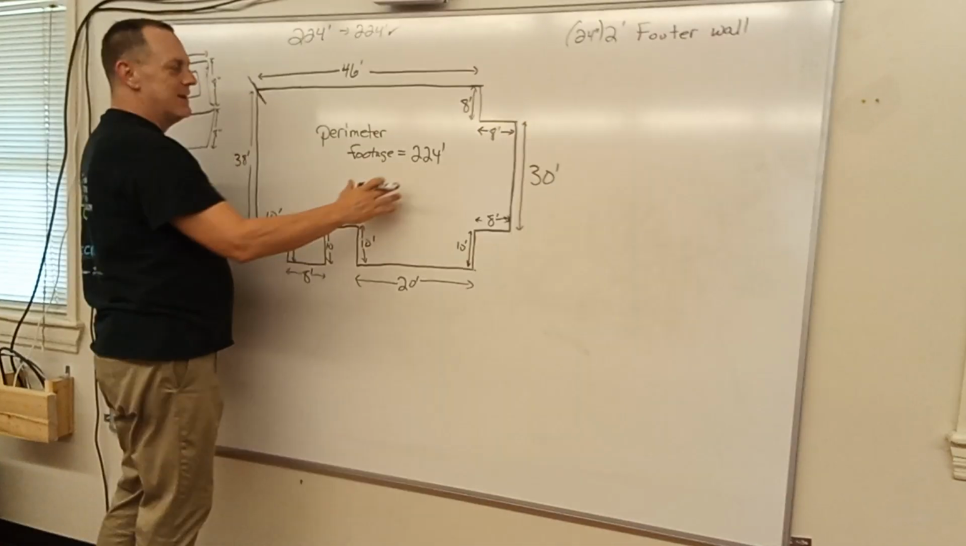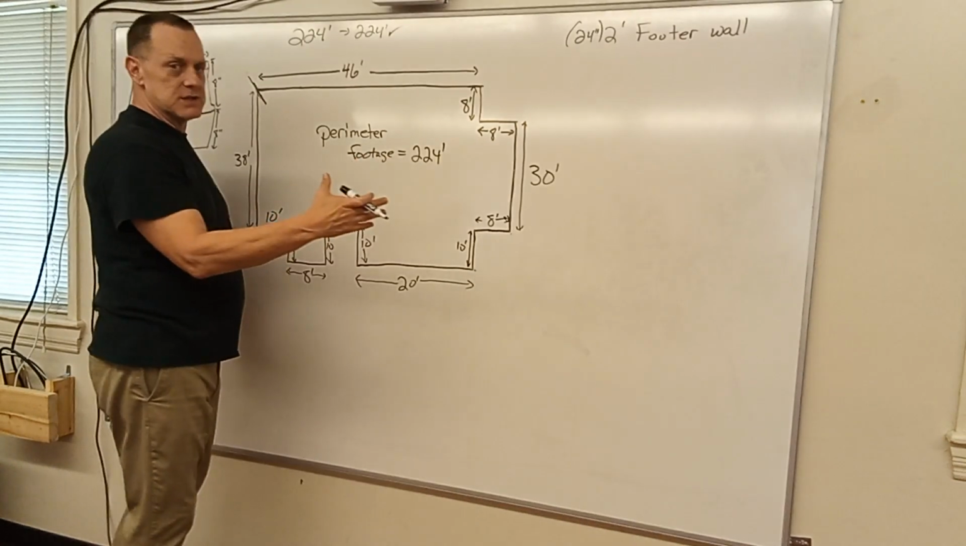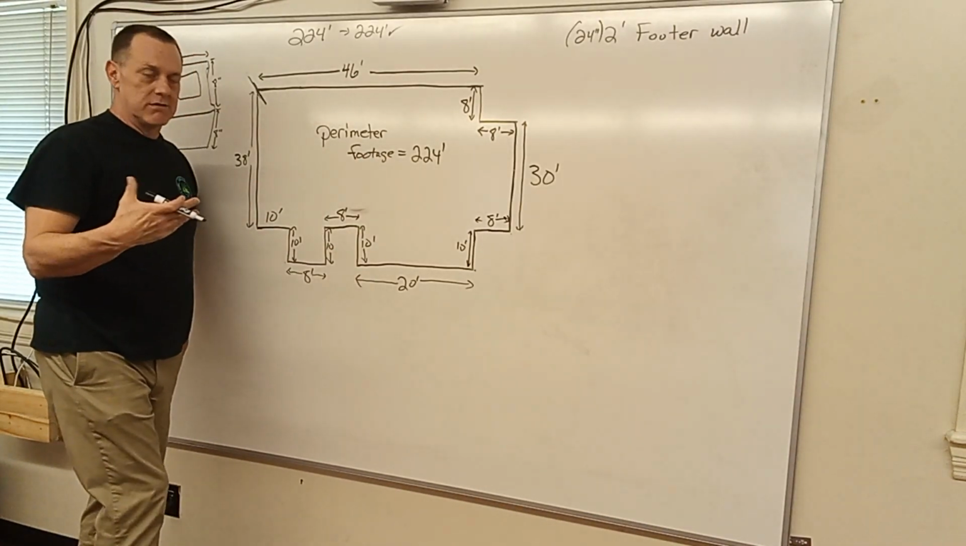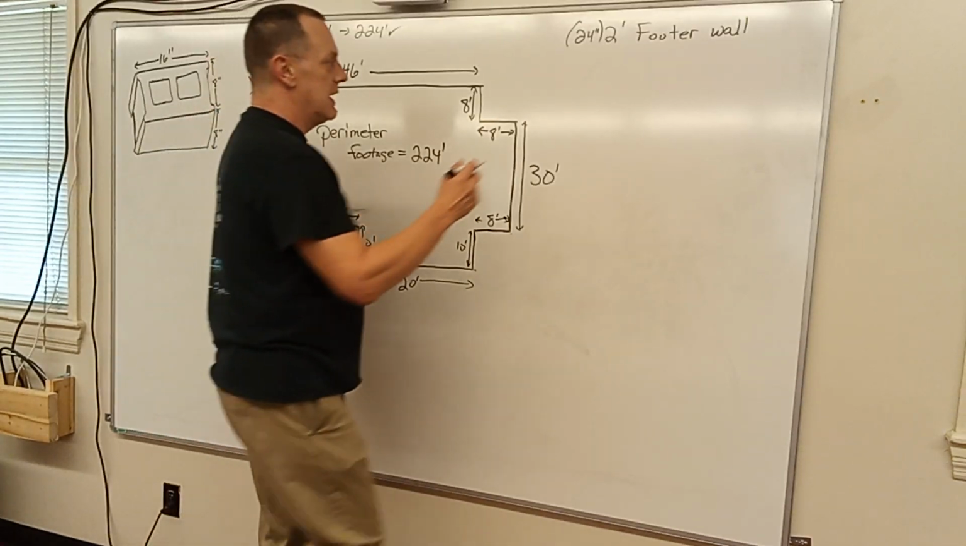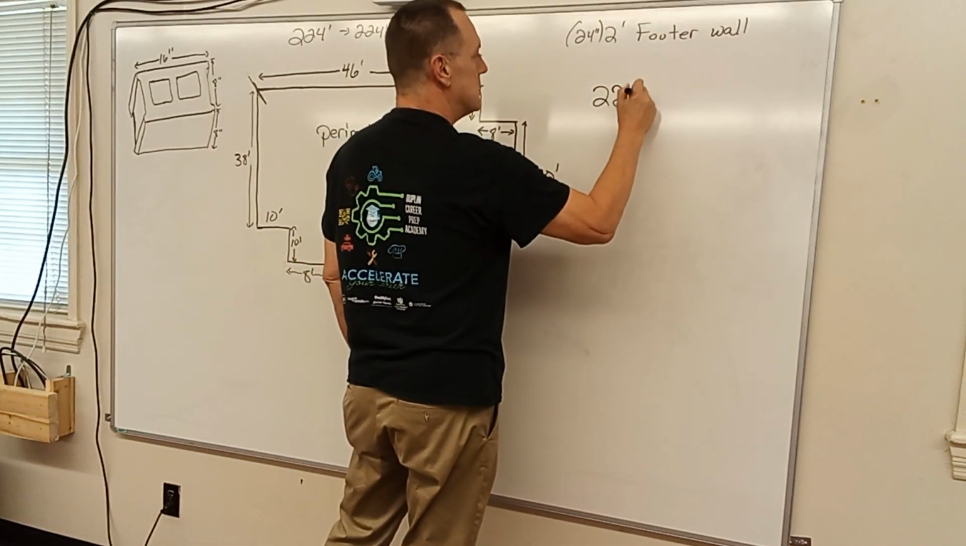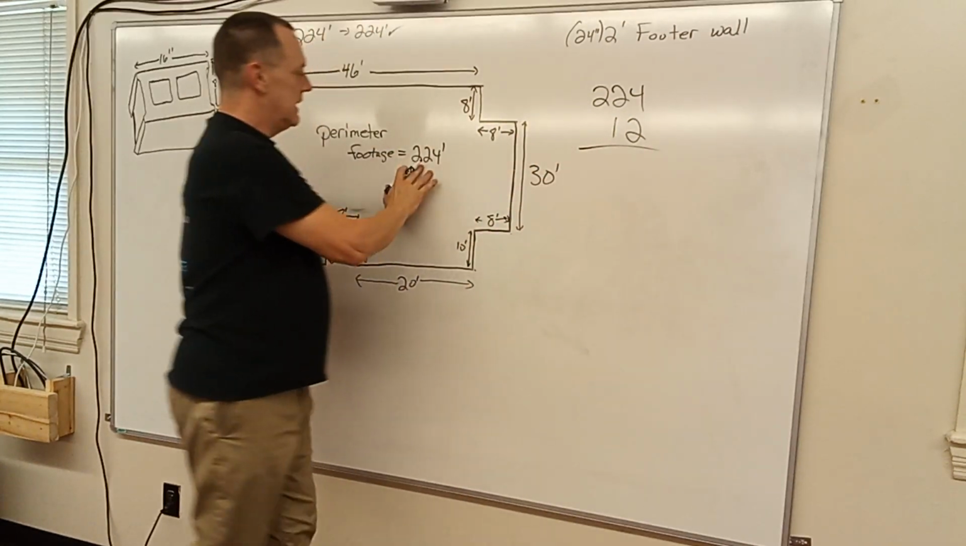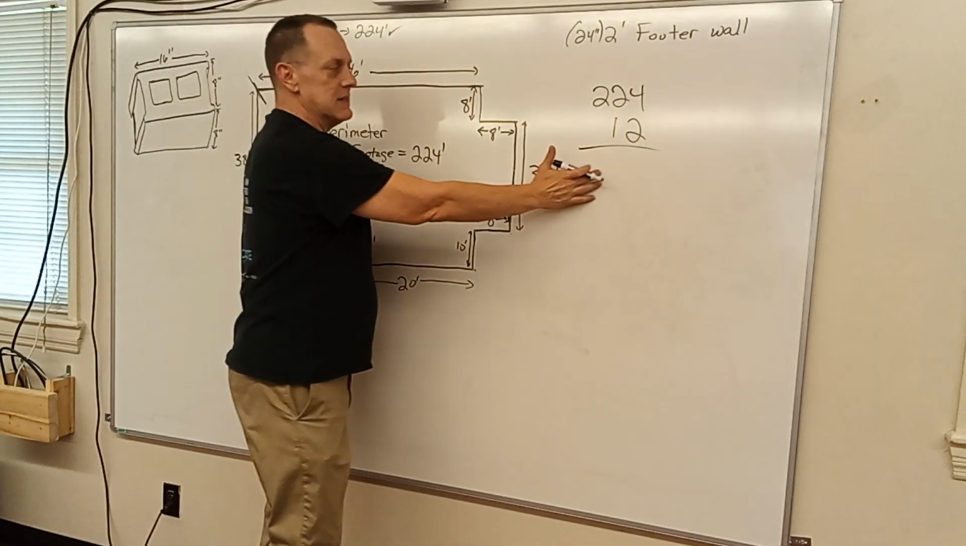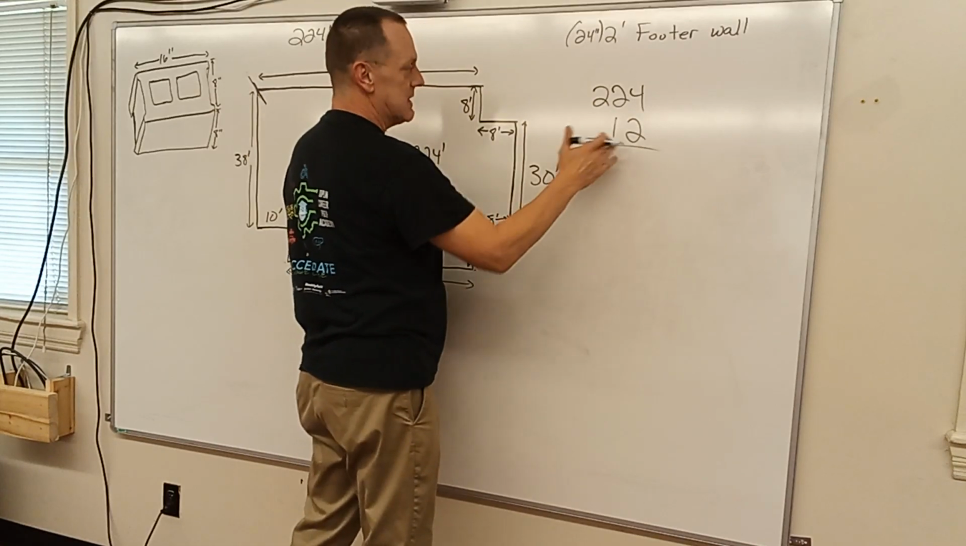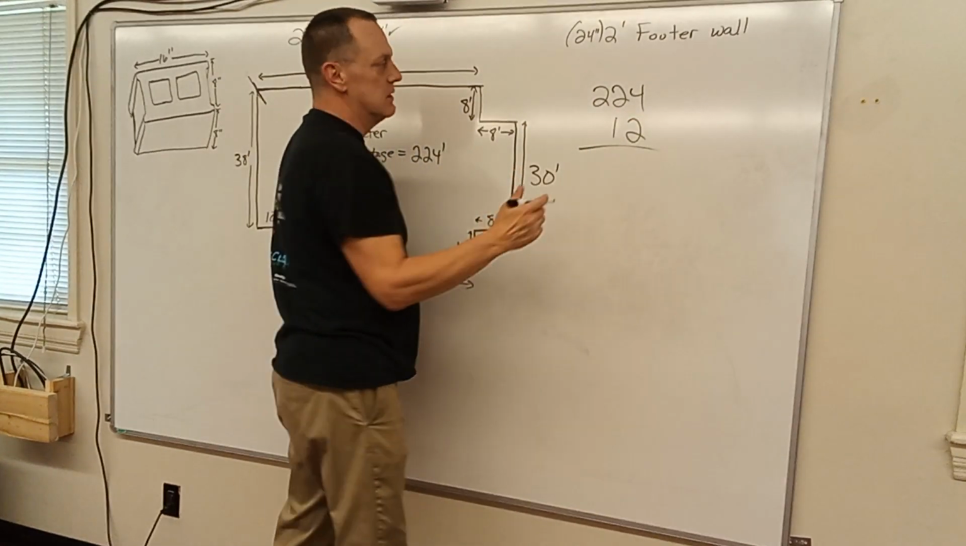How do we convert footage or feet to inches? We multiply by 12, right? And we've gone over this in class already. So we'll just do that, and I'm going to actually write it out here. So we're going to convert that 224 feet to inches. So we'll multiply the feet times 12, because there's 12 inches in a foot.